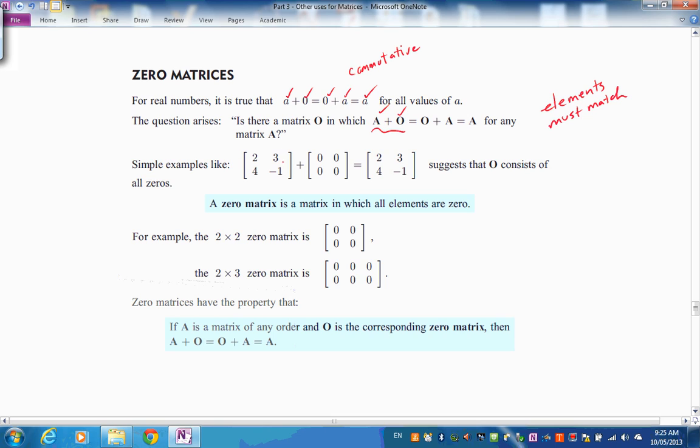Here, therefore, if this is a 2 by 2 matrix, your 0 matrix must have a matching entry for every other one. So that would mean the 0 matrix must have all elements equal to 0. So that's the 2 by 2 0 matrix. This is the 2 by 3 0 matrix.